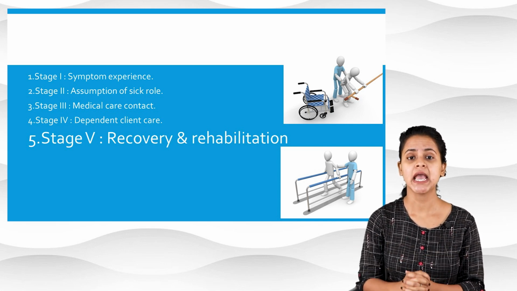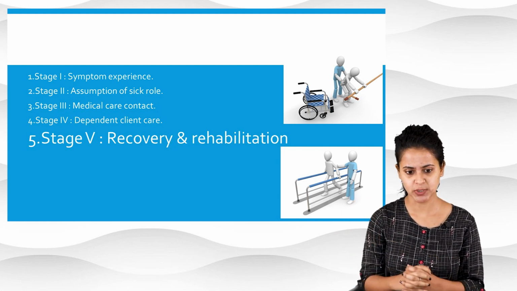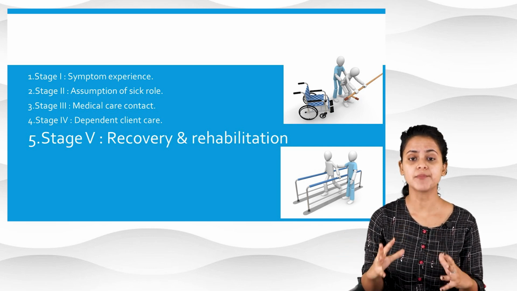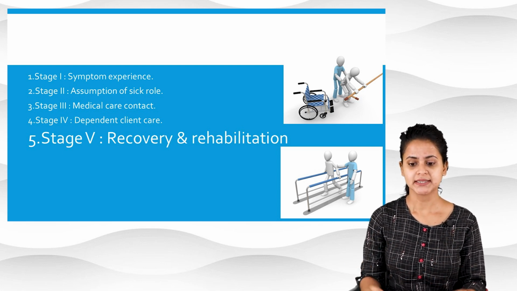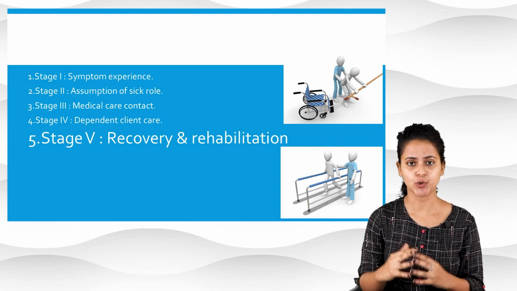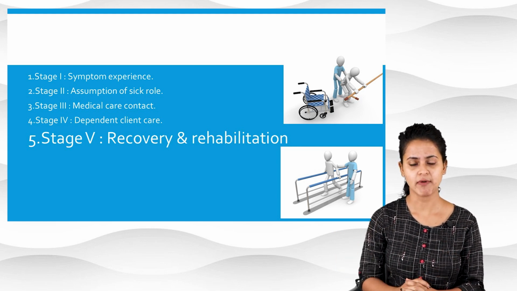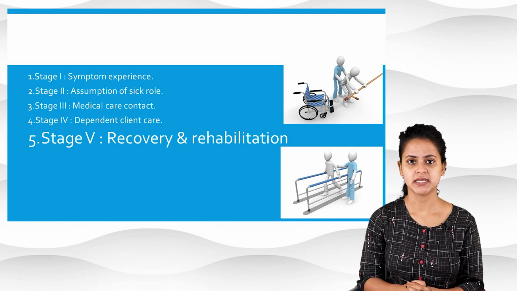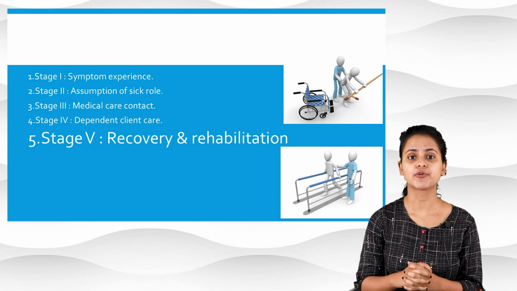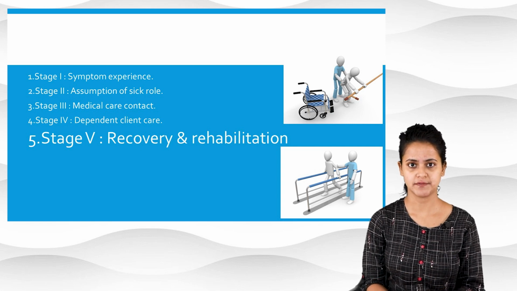I'll repeat once again. Here are the 5 stages of illness behavior. The first stage is known as the stage of symptoms experience. The second stage is known as assumption of sick role. The third stage is known as the stage of medical care contact. The fourth stage is known as dependent client care, whereas the fifth stage is known as the rehabilitation and recovery stage. Now, we are going to read in detail regarding each one of the stages of illness behavior.